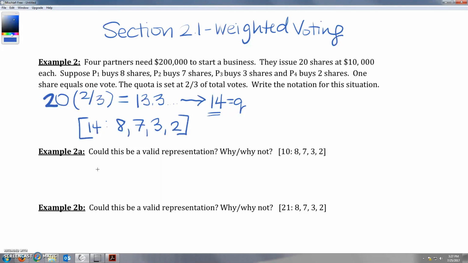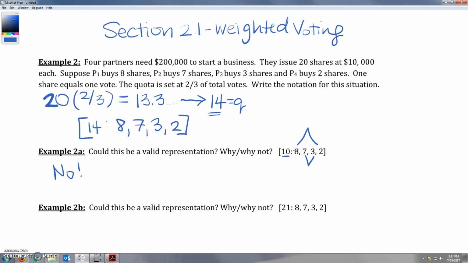Example 2a. We have the same number of players and the same weights, and we want to know if this could be a valid representation, why or why not. Well, the quota is 10, and let's think about how we could reach that quota. So we could reach exactly that quota with player 1 and player 4, but we could also reach that quota with player 2 and player 3. So this is a problem.